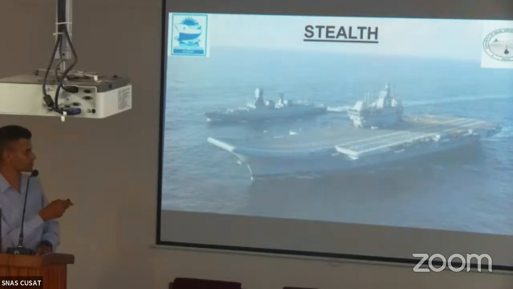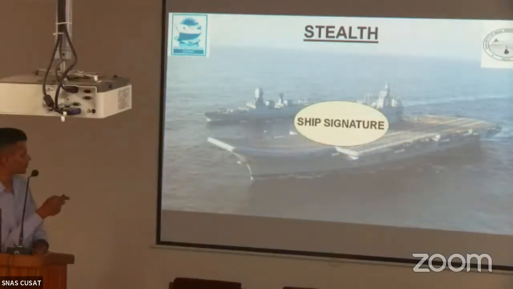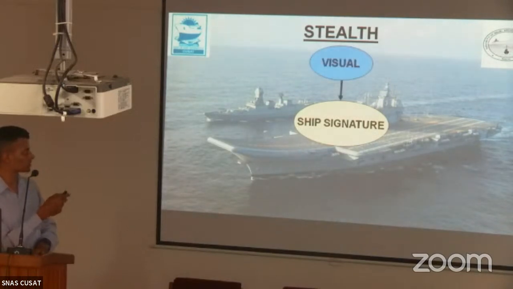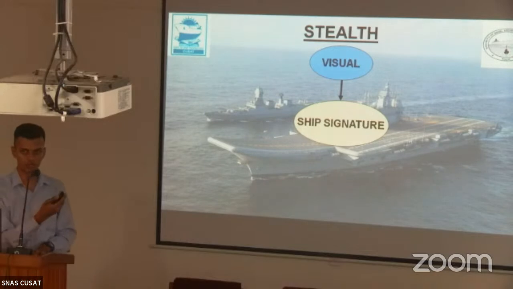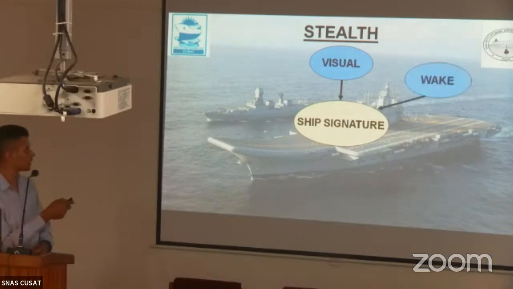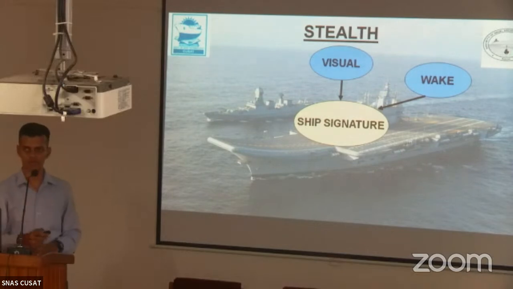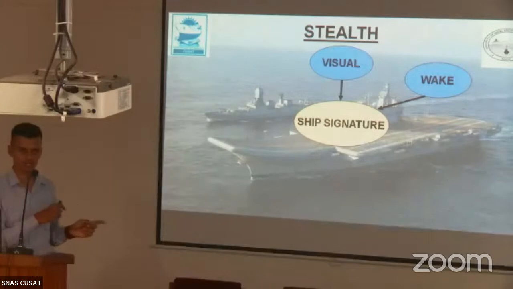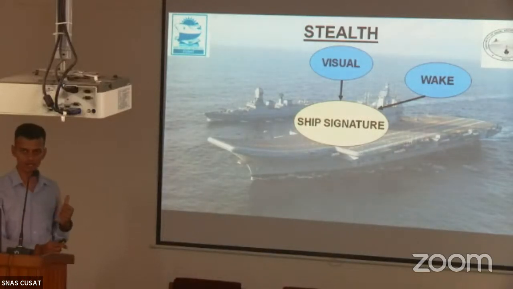So there are different signatures. I will come upon that. A ship signature can be of various types. First is visual detection. Obviously, if you see a ship, you will get to know that there is some hostile activity going on. Wake of a ship. I hope you all are aware what the wake of a ship is. Whenever a ship moves in water, in layman terms, there is some disturbance created. So when the ship moves forward, that disturbance which is created in the aft is known as the wake of the ship.